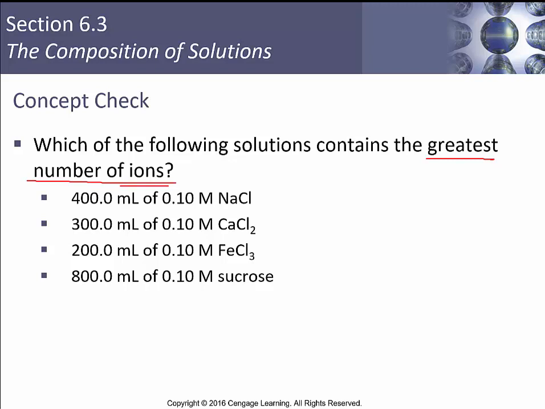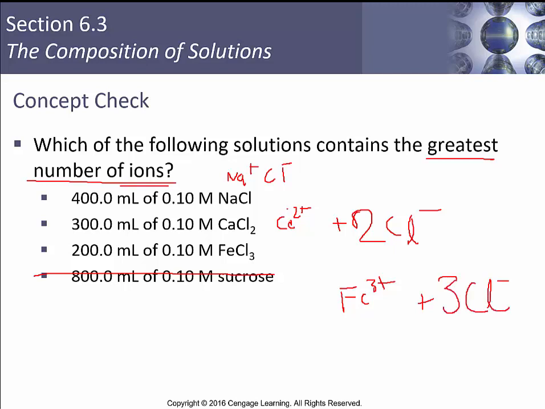Okay, let's analyze. The sucrose is going to be right out, because it's not going to form any ions whatsoever. Now, looking at the rest of them, can we see anything that's going to be obvious? Well, we've got different volumes and different numbers of things. This sodium chloride is going to dissolve into Na+ and Cl-. This calcium chloride will dissolve into Ca2+ and 2 Cl-. And this iron chloride will dissolve into Fe3+ and 3 Cl-.